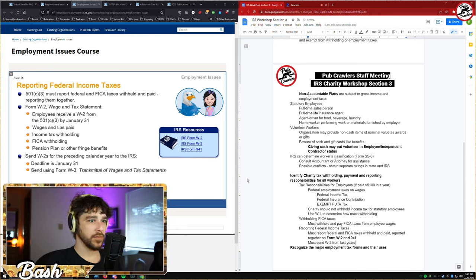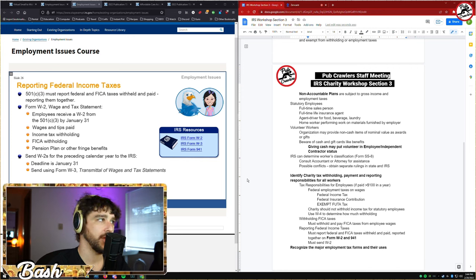I see that employees have to receive the 501c3 W-2 by January 31st. Yeah, so like it doesn't have to be submitted until the following January 31st year. Or the next year of January 31st. What? See, it says send W-2s for the preceding year to the IRS. But that's the same thing that you're sending to the employee. You're sending them both out by the 31st.